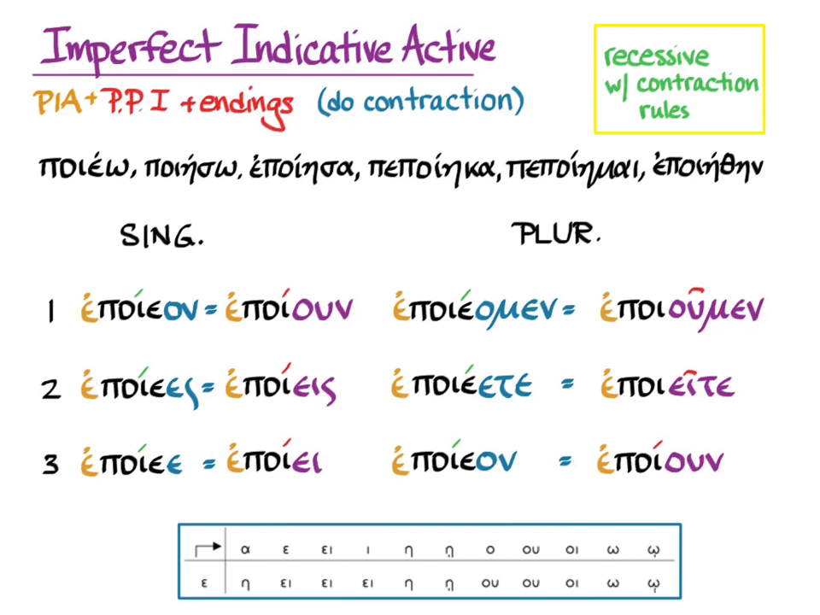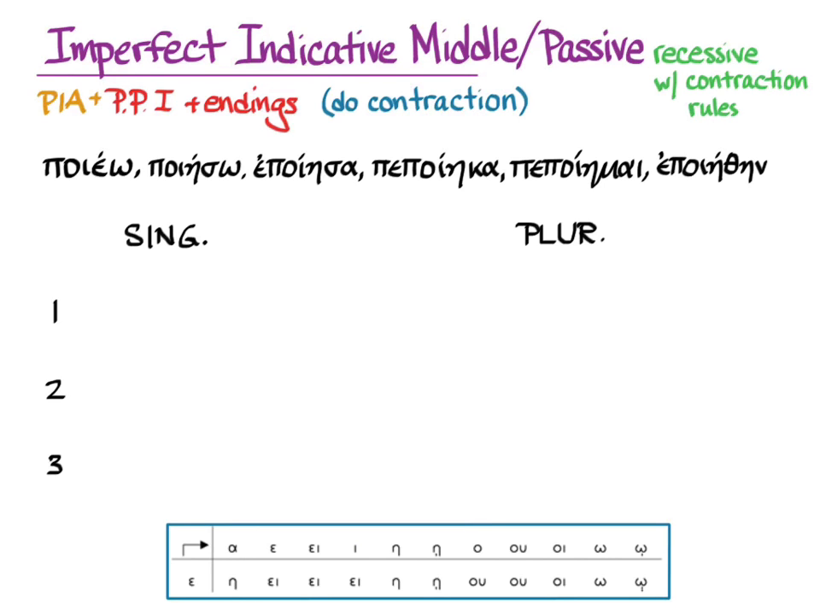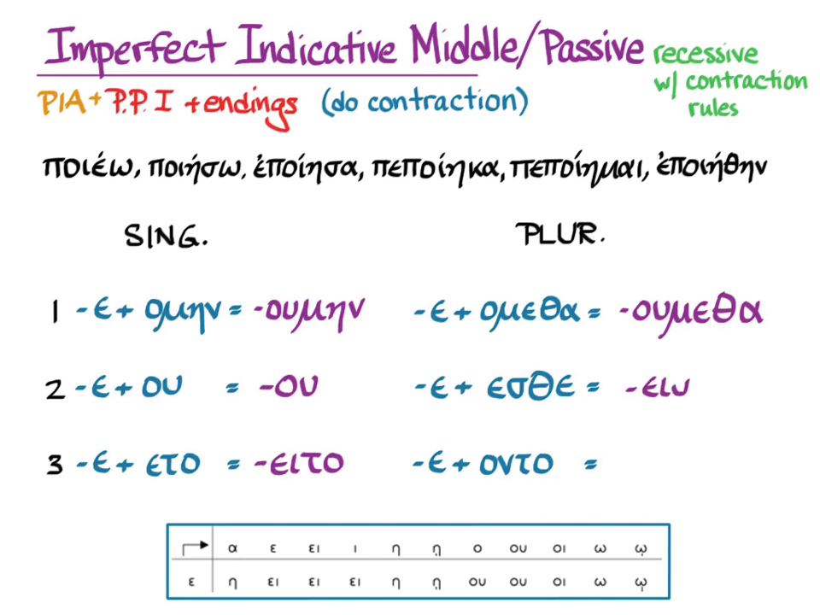The imperfect indicative middle passive. Again, augment, principal part 1 and endings. And here are the epsilons and the endings that you already know. And here is what happens when you combine them. Umain, u, eta, umatha, estha, unta.